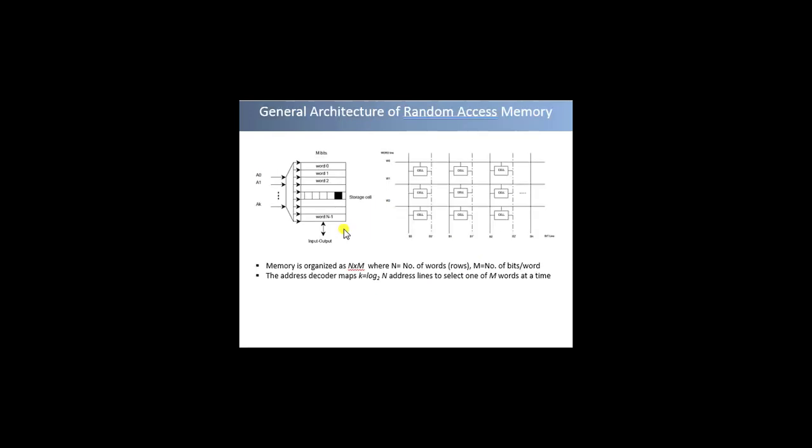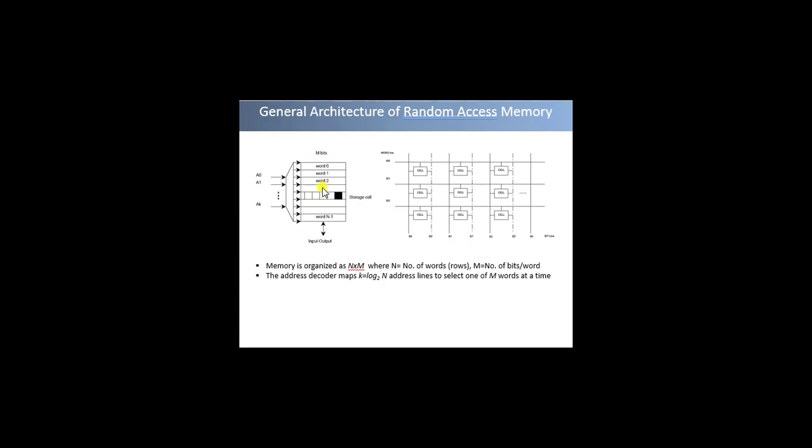This is the general architecture of random access memory, which shows that the memory is organized in the form of an n cross m matrix, where n is the number of locations or words, which corresponds to the rows of the matrix, and m corresponds to the number of bits per word. Now, to access each word of memory, we have two possible options.